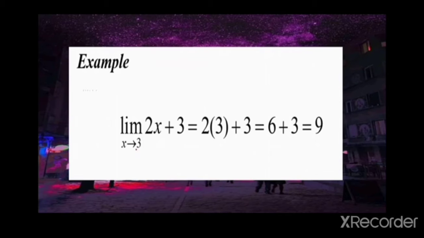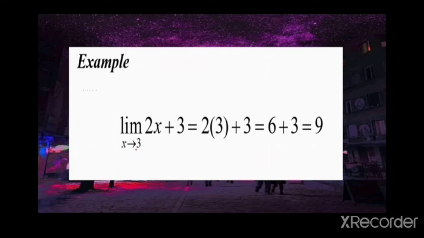If we are asked to solve for the limit of 2x plus 3 as x approaches 3, what we need to do is to substitute 3 for the value of x, since the limit of x as x approaches c is equal to c. So we have here the constant 2 times the value of x, or the value of c, which is the limit of x as x approaches c.